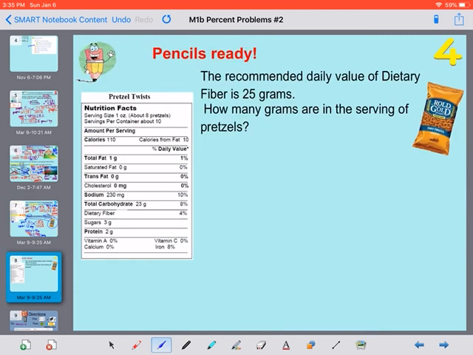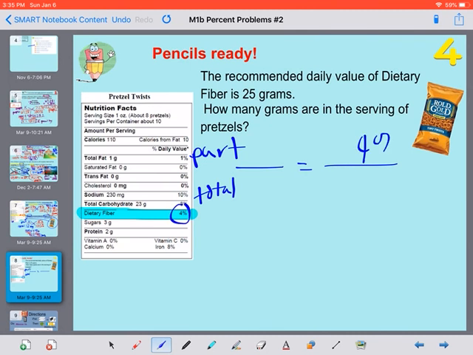All right, we have one question left. It says the recommended daily value of fiber is 25 grams. So let's find fiber on here. Dietary fiber is 4% of what we need in a day. How many grams are in the serving of pretzels? So let's set up our proportion. Part out of total. We're getting 4% of what we need. And in one day, they're telling us that we should be getting 25 grams. So total in one day is 25.